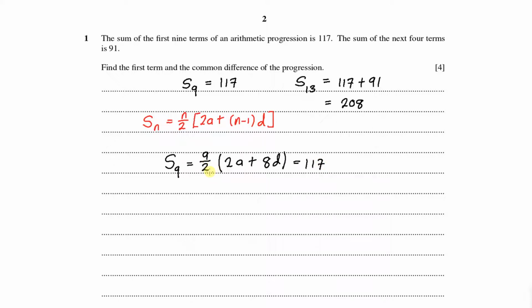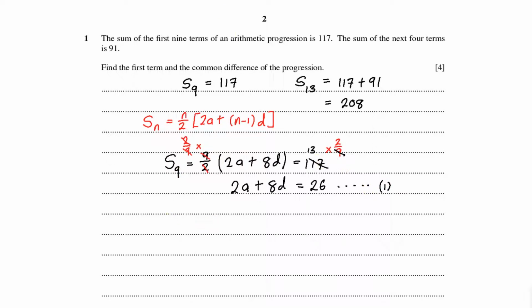I can simplify this equation by multiplying both sides by 2 over 9. So the 2's will cancel out and the 9 will cancel out. So I'll end up with 2a plus 8d on the left side. It's equal to 9 dividing into 117. It gets in 13 times, and 13 times 2, we get 26. So we have here an equation in terms of a and d.